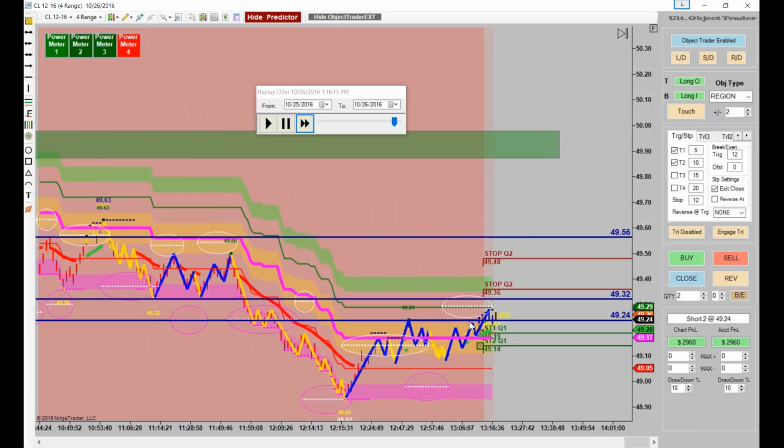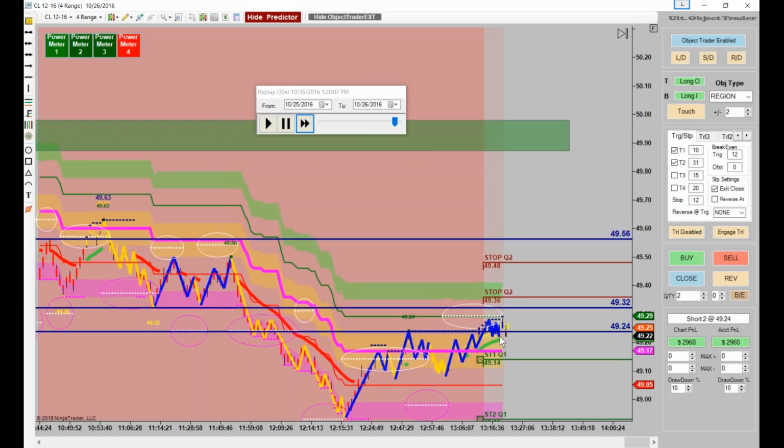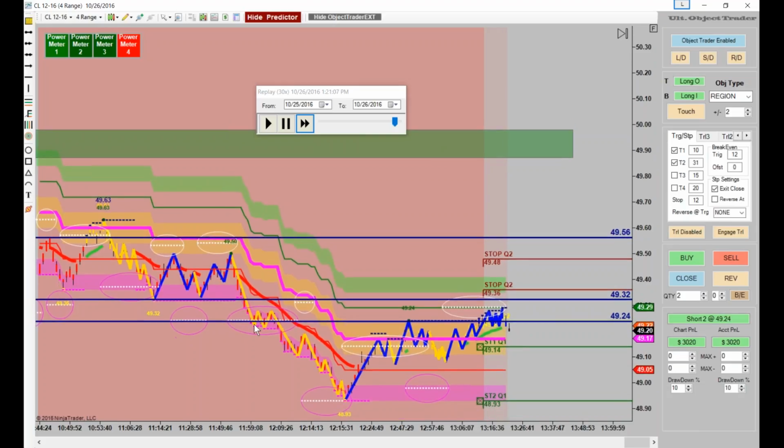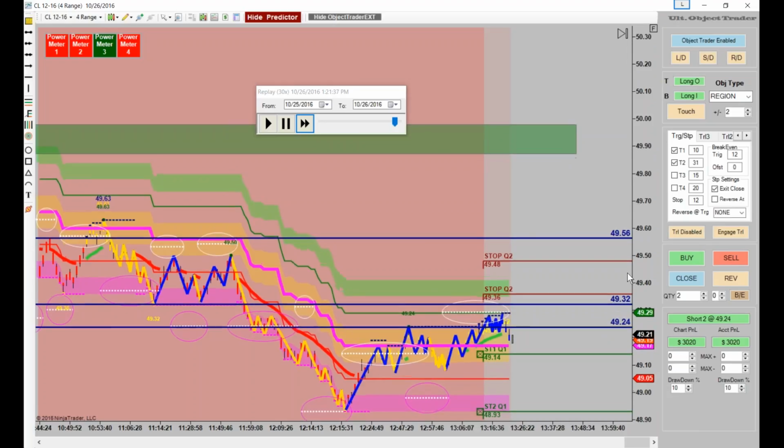See it? Took out support. See if we can get a little trade. Didn't close below it, but that's okay. I like that particular trade anyway. A nice predictor trade. And my stop would be above the resistance area, which is right over here. That's also a blue bar probe trade.